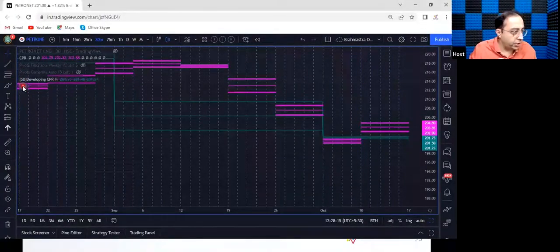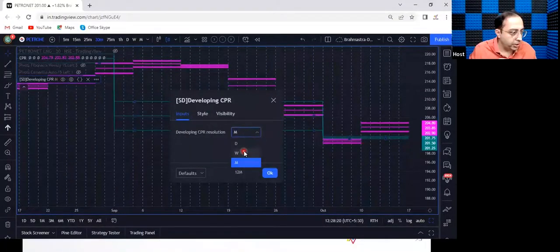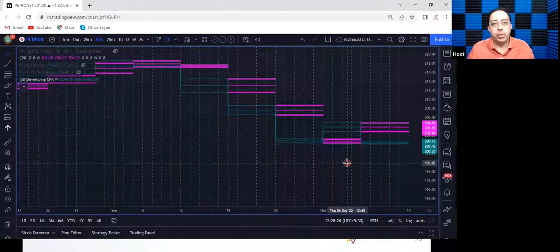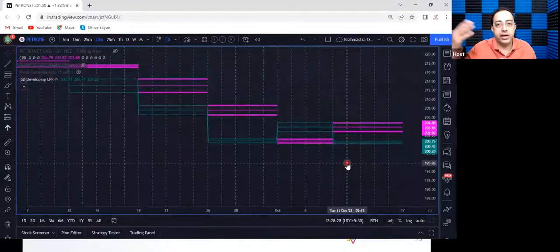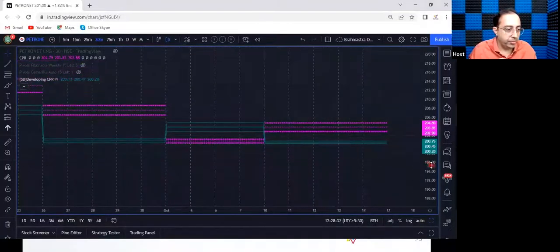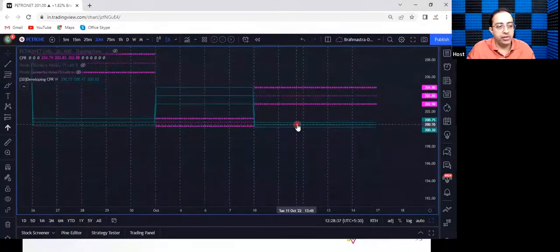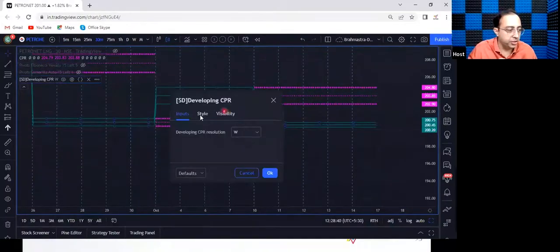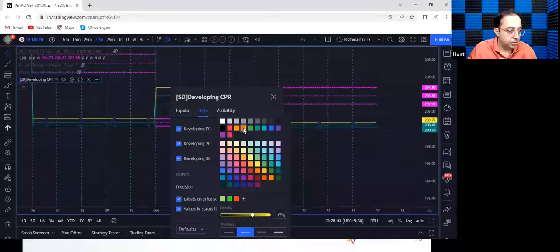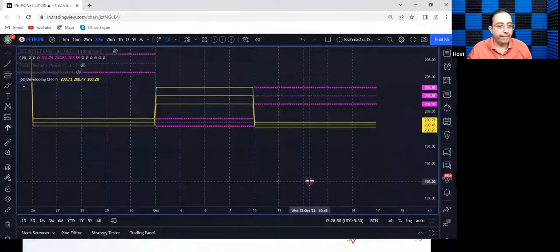Okay. So what is developing CPR? Let me just give you some idea about that. Developing CPR refers to the probable CPR which is developing for the next week. So if you see here now, the CPR which is seen here, can everyone see this? The one in yellow is the developing CPR. Can everyone see the developing CPR?